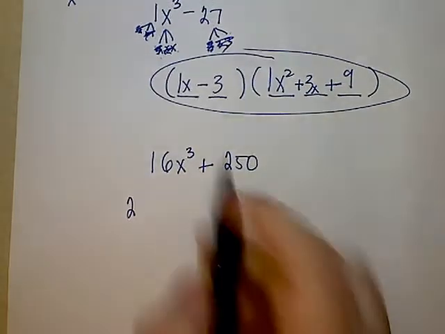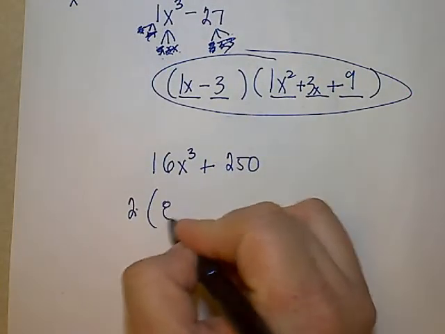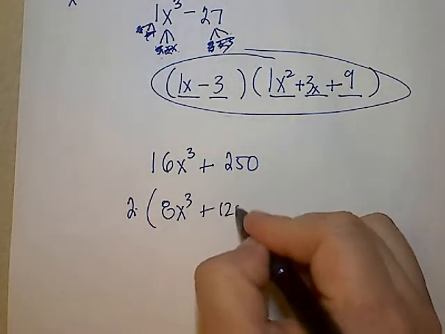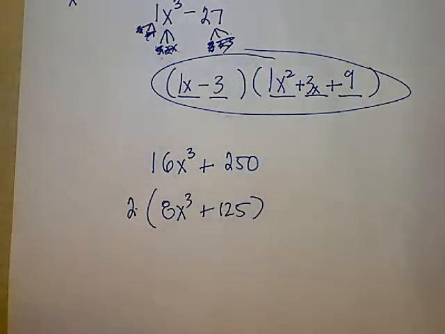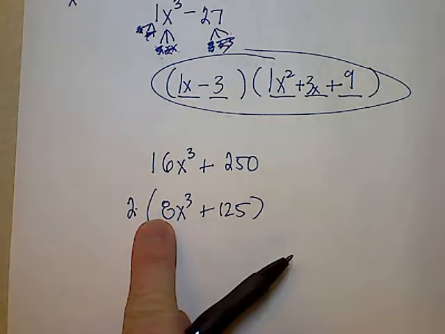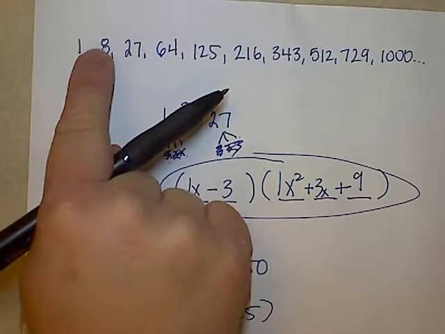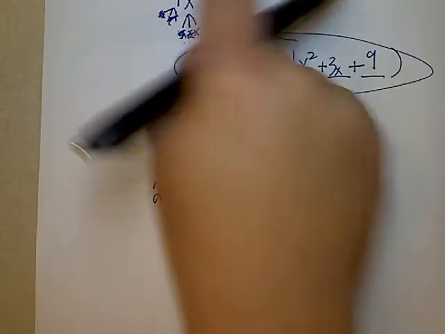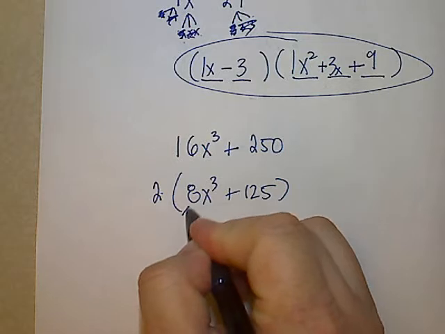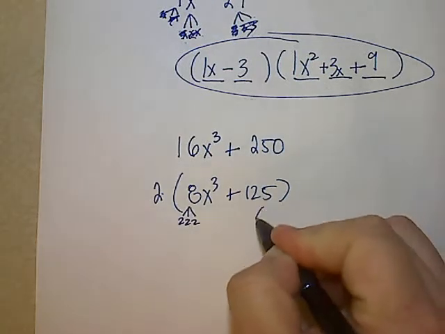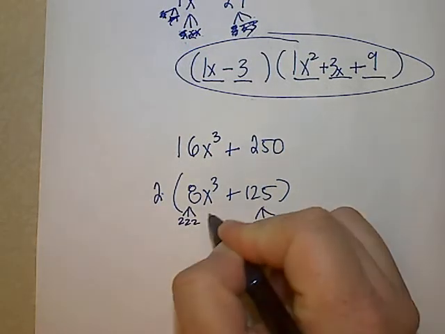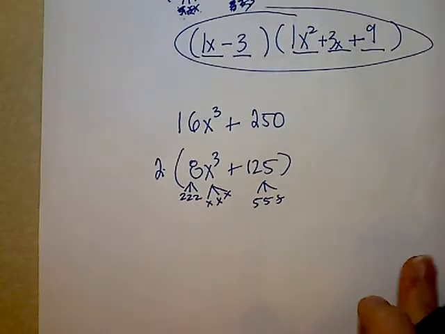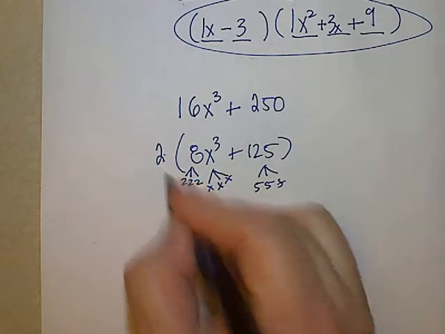So let's factor out a 2. 2 times 8 is 16, bring down the x cubed. 2 times 125 is 250. Now, am I done or can I keep going? Well, 8 and 125 are both up here. It's the second number in the list and the 5th number in this particular list you're looking at. So this breaks into 2 times 2 times 2, 5 times 5 times 5, x times x times x. Okay, forget about the 2 till the very end.